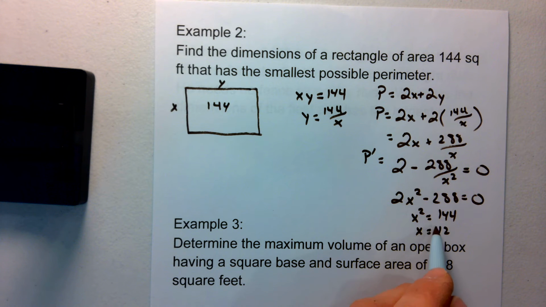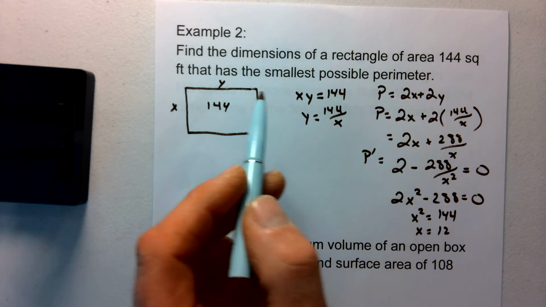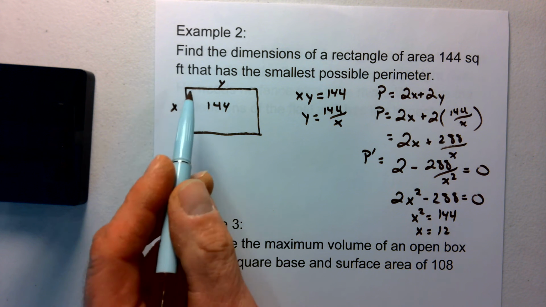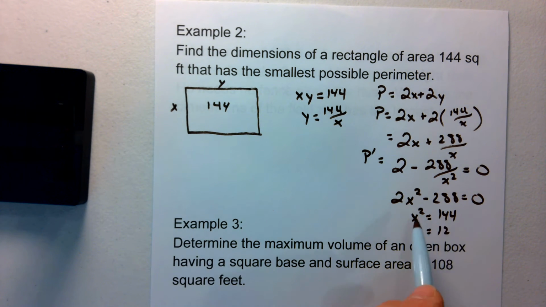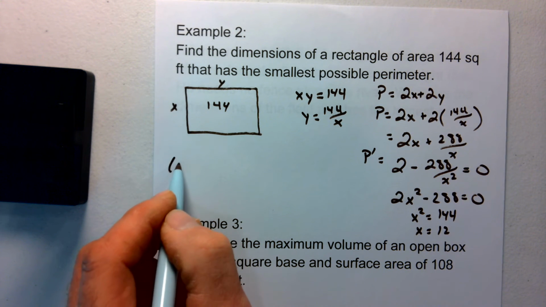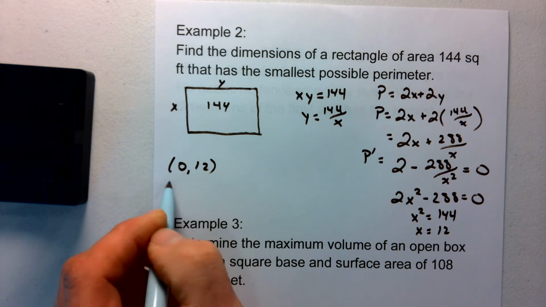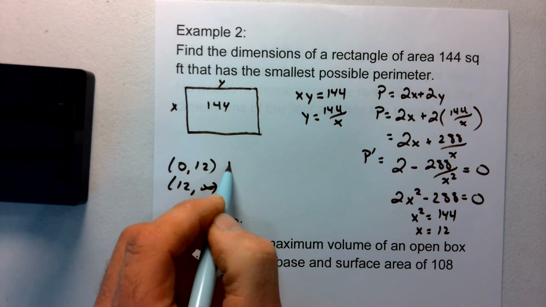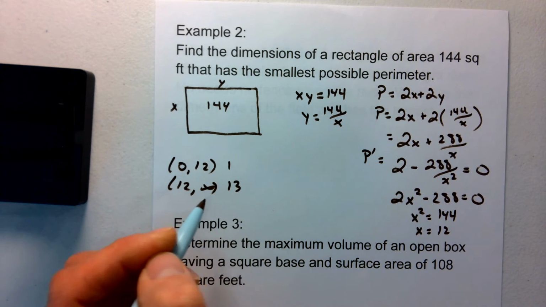Again, this is going to be plus or minus 12, but x, recall, is talking about the side length of a rectangle, so we know it can't be negative. So x equals 12 is going to be our value. Again, we can go ahead and test that if you wish. So we have 0 to 12, and then 12 to infinity. We can test maybe 1 and 13.